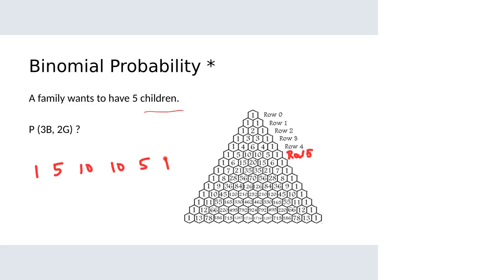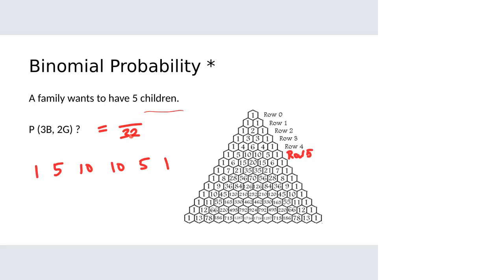If I want the total number of outcomes, I'm going to add those together. That's something we're going to need to answer this probability question, the number of outcomes. So 1 plus 5 plus 10, that's 16, and then there's 16 more. So there's going to be 32 total outcomes.